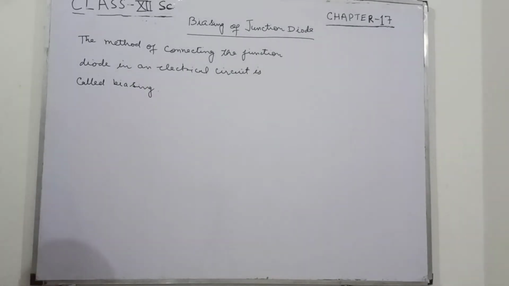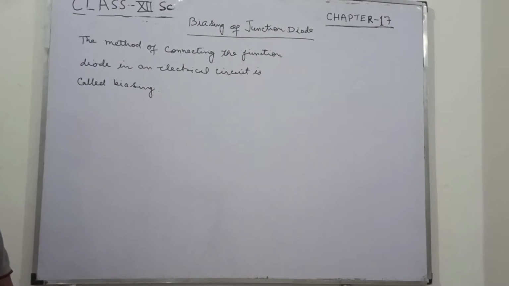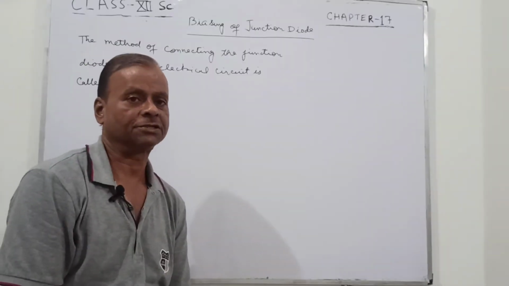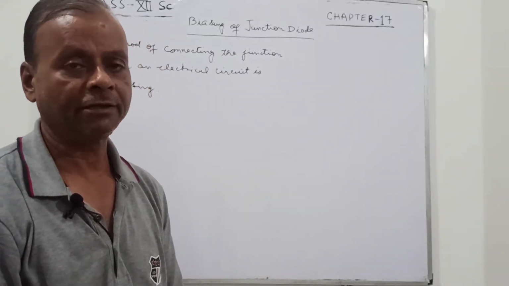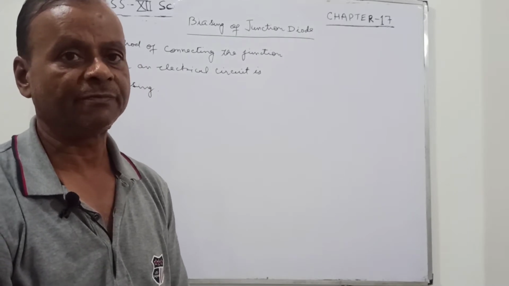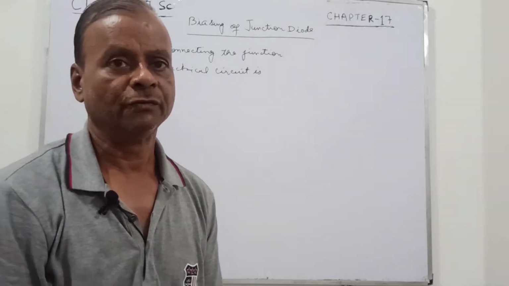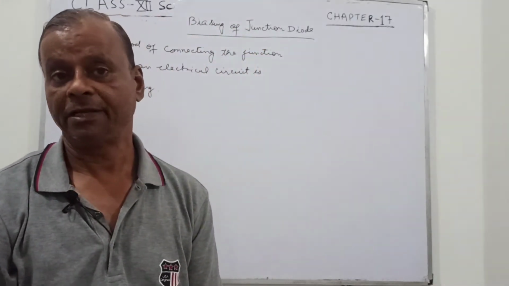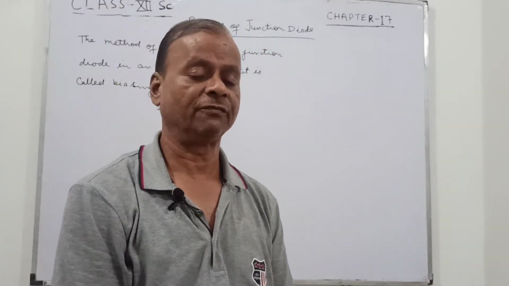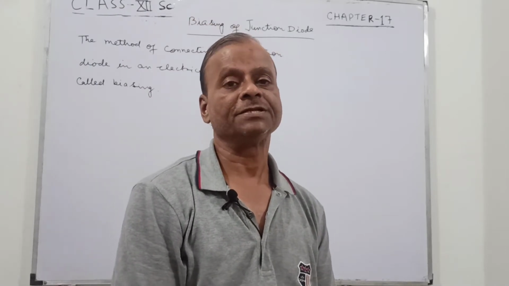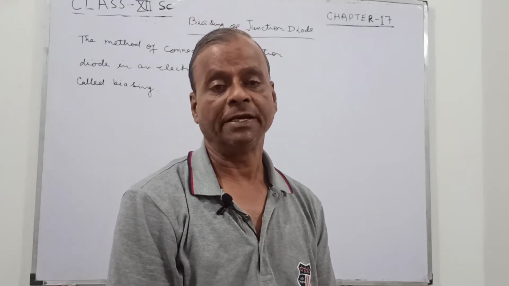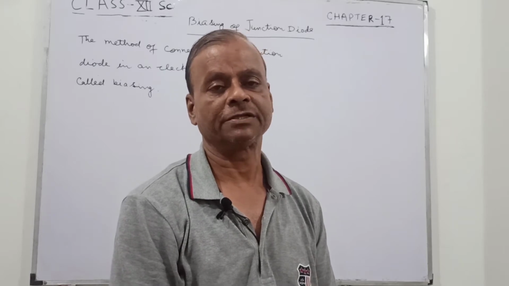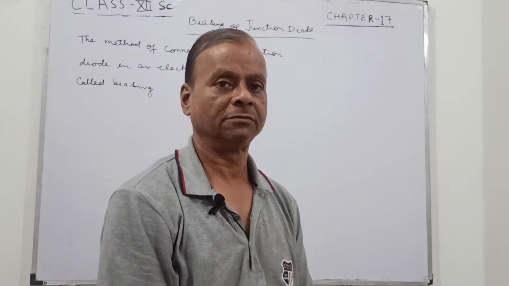The method of connecting the junction diode in an electrical circuit is called biasing. So we know that in a junction diode we have two parts, P and N. So its biasing may be of two kinds. When P is at a higher potential than the N part, it is called forward biasing. If P is at a lower potential than the N part, it is called reverse or backward biasing.